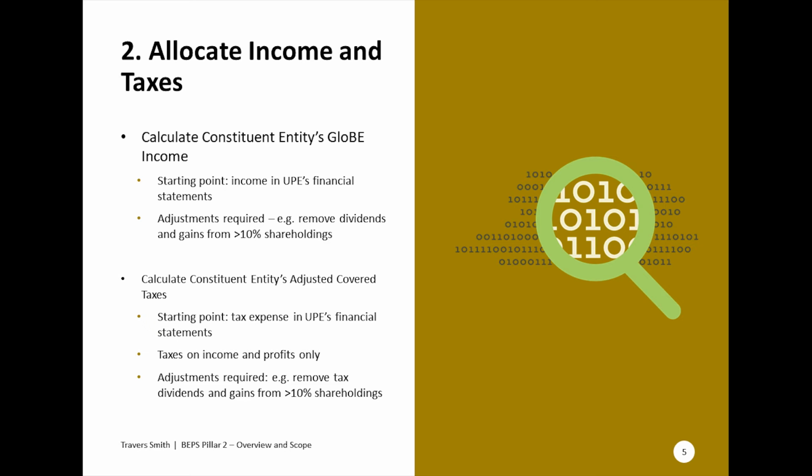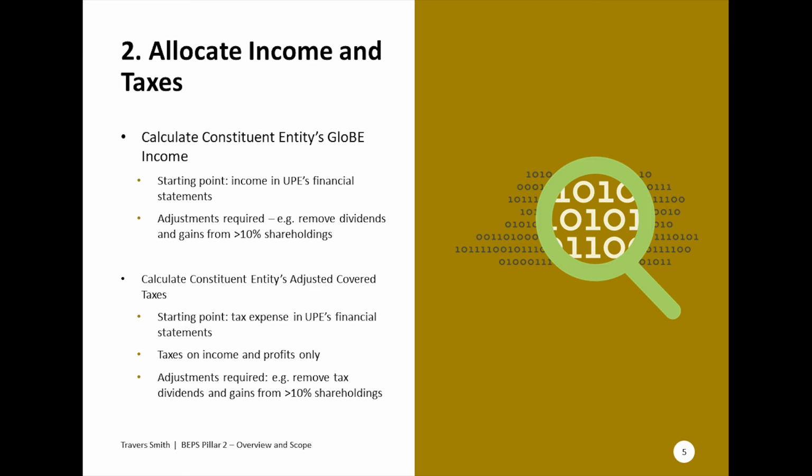So firstly, you need to calculate the constituent entity's GloBE income. And the starting point will be the income allocated to the entity using the accounts applying the ultimate parent entity, that's the entity at the top of the group, applying the financial standard that has been used to draw up the ultimate parent entity's financial statements. So you take that income and then you need to apply certain adjustments to it.